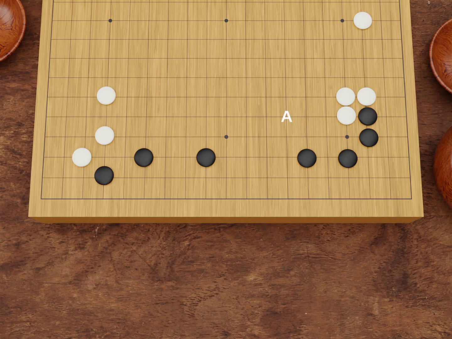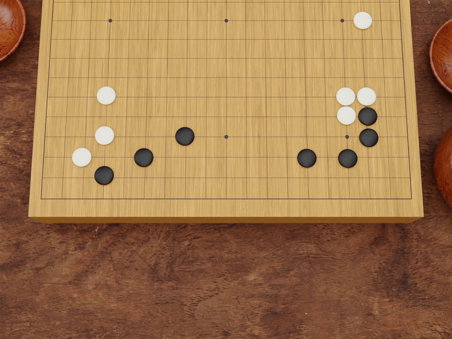What's more, we need to consider that white might play a 2-space jump at A in the future, attempting to sail black's inside. Thus, black should not rigidly stick to playing on the third line here. Instead, black can play a nice move, forming ideal high-low coordination with the black stones on the right.